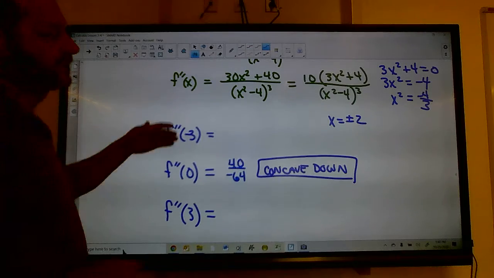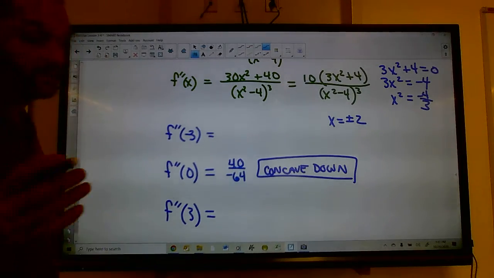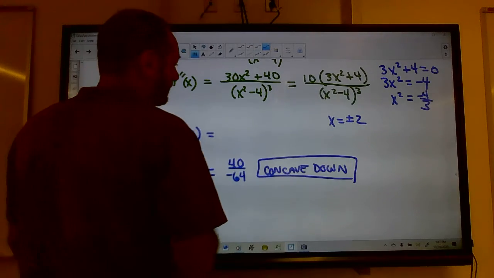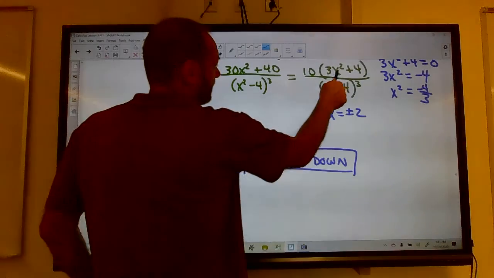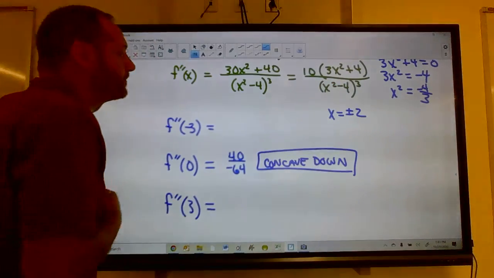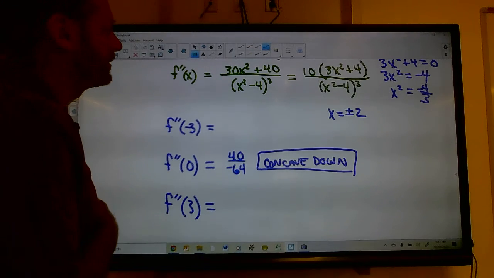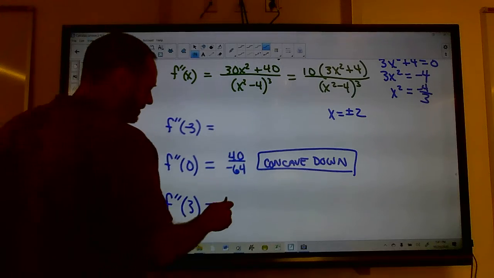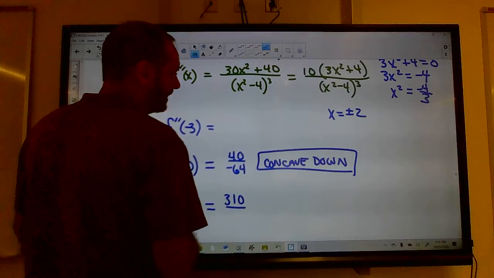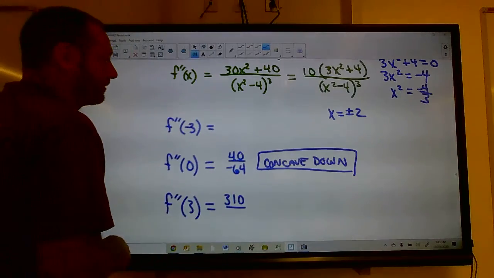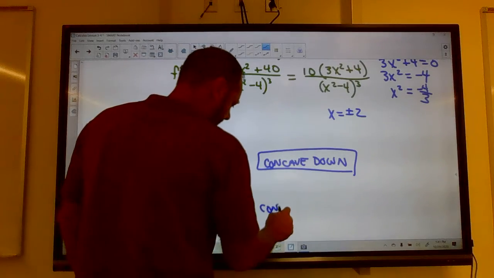Now, don't just assume it's going to go up, down, up, down, or whatever, because sometimes that doesn't happen. All right, so let's put in 3, because that's another easy one to do. 3 is going to give me 27 plus 4, 31 times 10 would be 310. Doesn't really matter, it's just positive. In the bottom, I'm going to get 9 minus 4 is 5, cubed is 125. Again, it's positive, this is concave up.